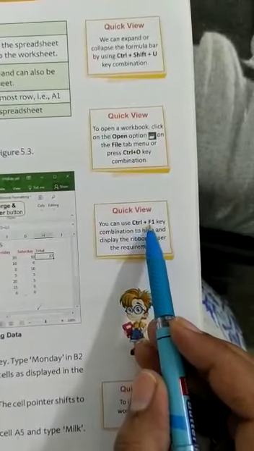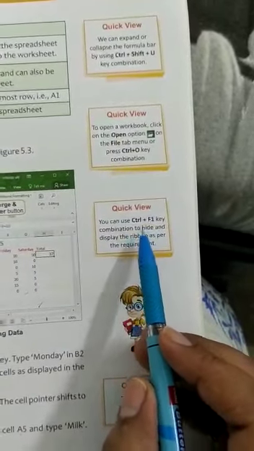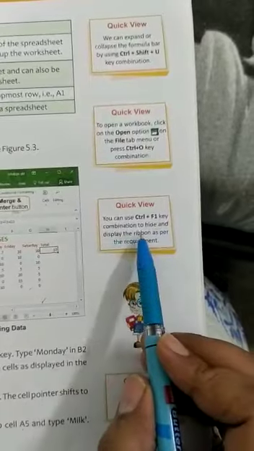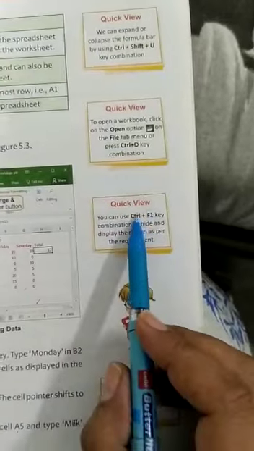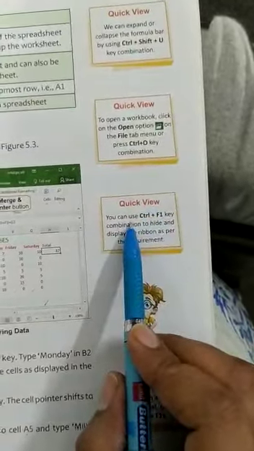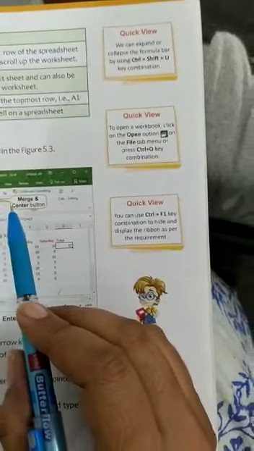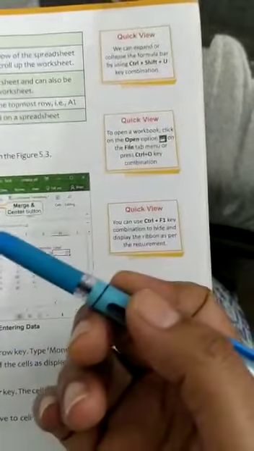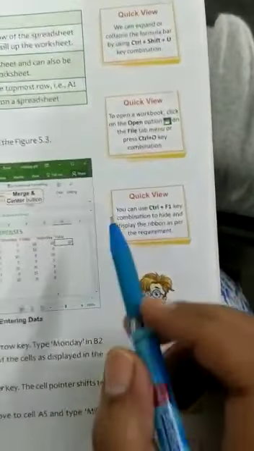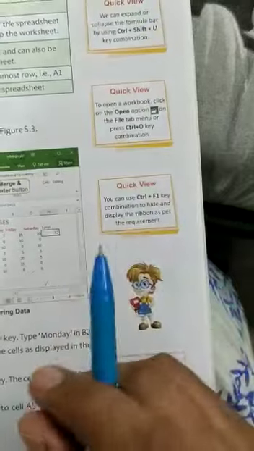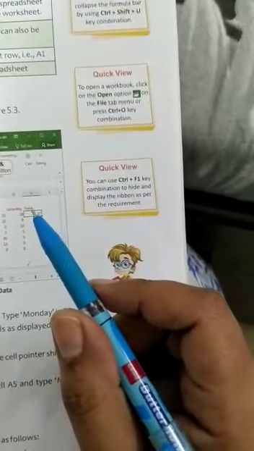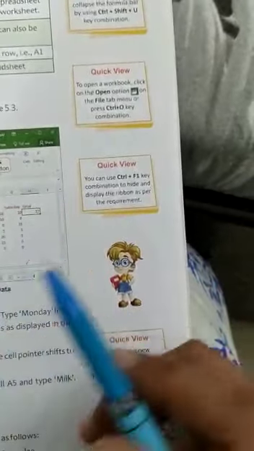You can use the Ctrl plus F1 key combination to hide and display the ribbon as per the requirement. This is the ribbon. You can use Ctrl plus F1 to hide it or to display it according to your requirement. If you press Ctrl plus F1, there are two options. First is Show Tabs, which will display the ribbon tabs, and Auto-hide Ribbon, which hides all the tabs and commands.